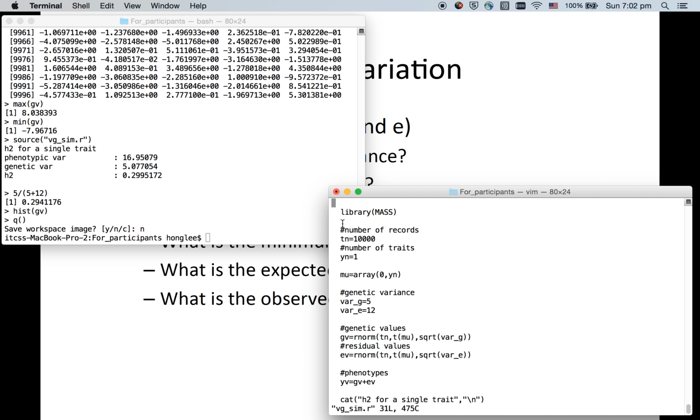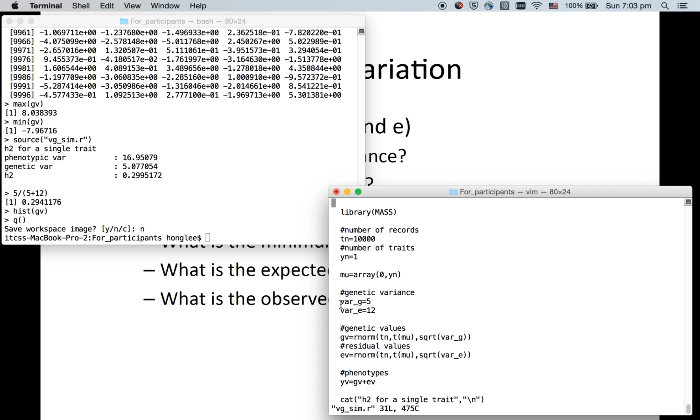Library MASS is for multivariate normal distribution simulations that are used somewhere here. I will explain soon. Here the simulation number of records is 10,000, and the number of traits is 1 at the moment. Then mu is the mean that I showed in the lecture, the middle of the normal distribution. That's mu, and it is all set as 0, assuming the variables are mean centered.